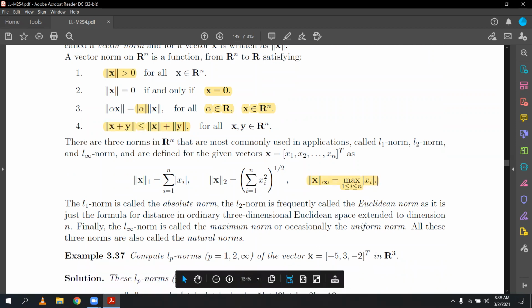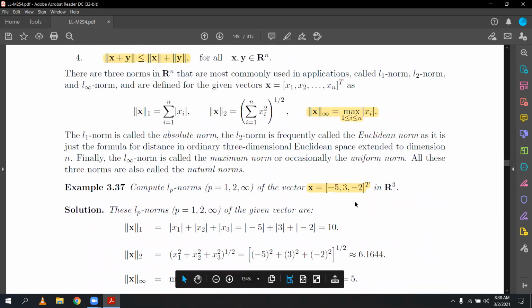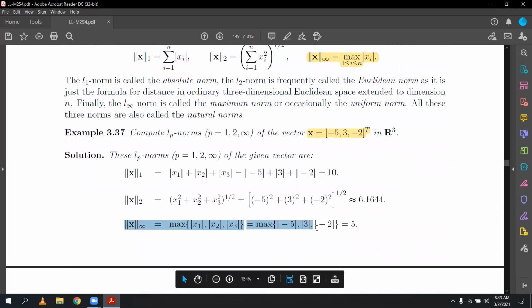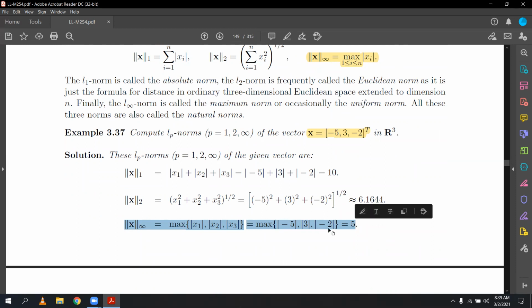For example, this is your vector. It has 3 elements. What is the L infinity norm of this vector, please? Any student? 5. Is 5 the maximum element in the absolute sense? You have to find the maximum of the absolute values of -5, 3, and -2, and of course, the maximum value is 5.